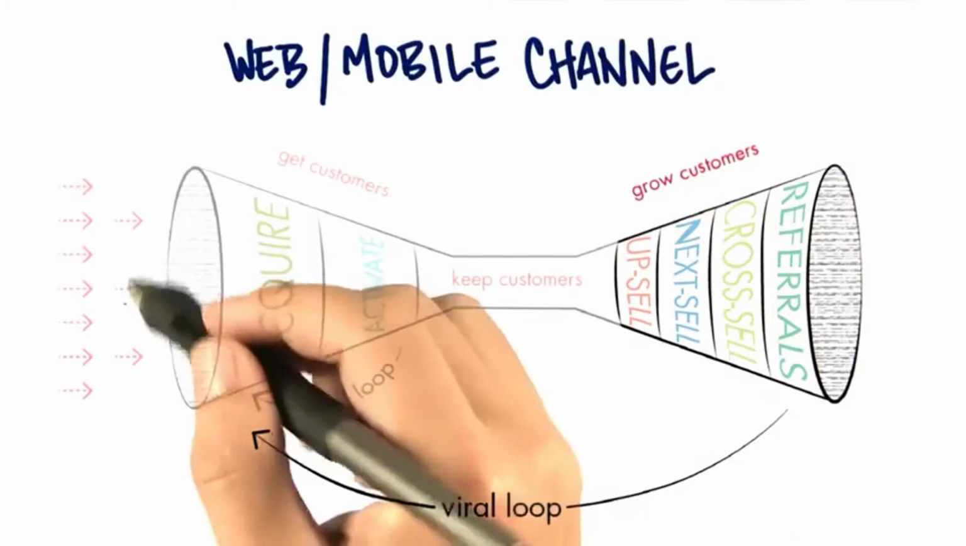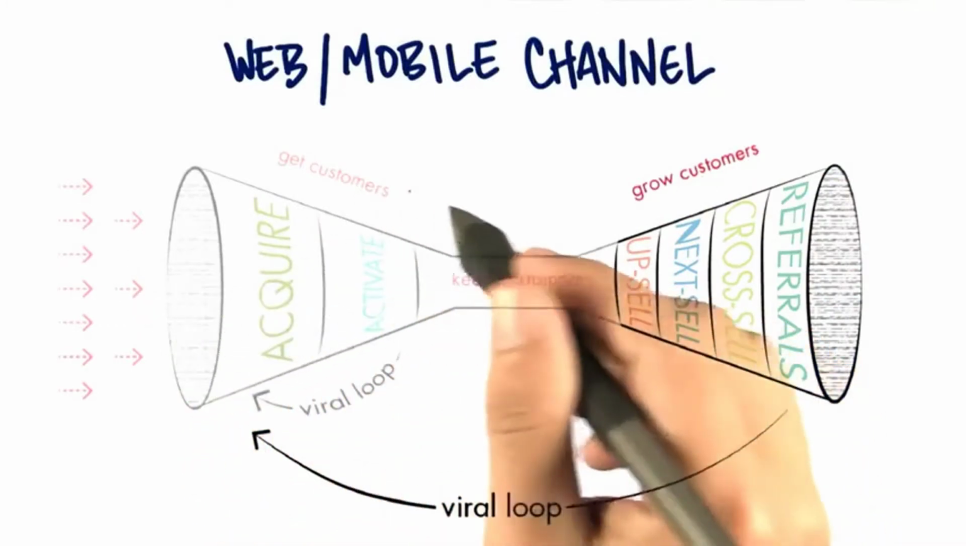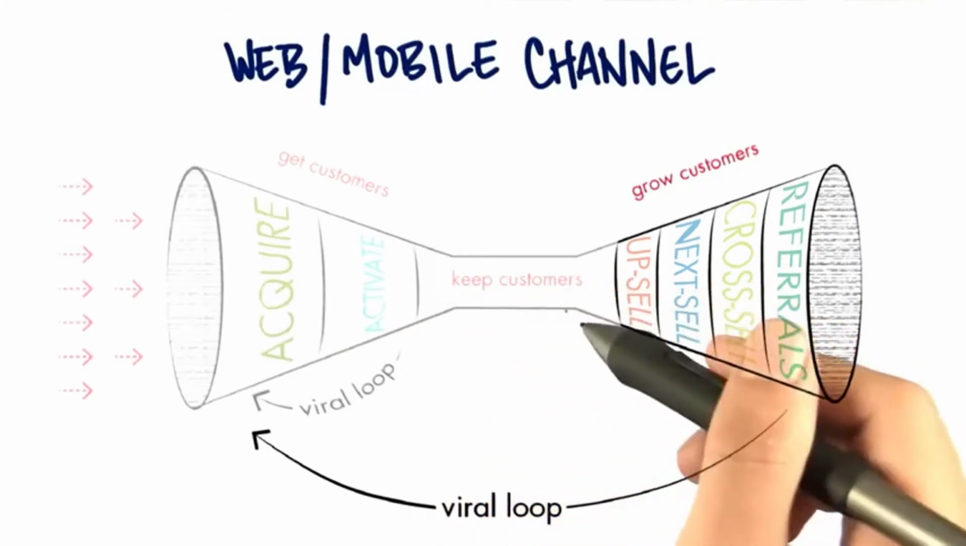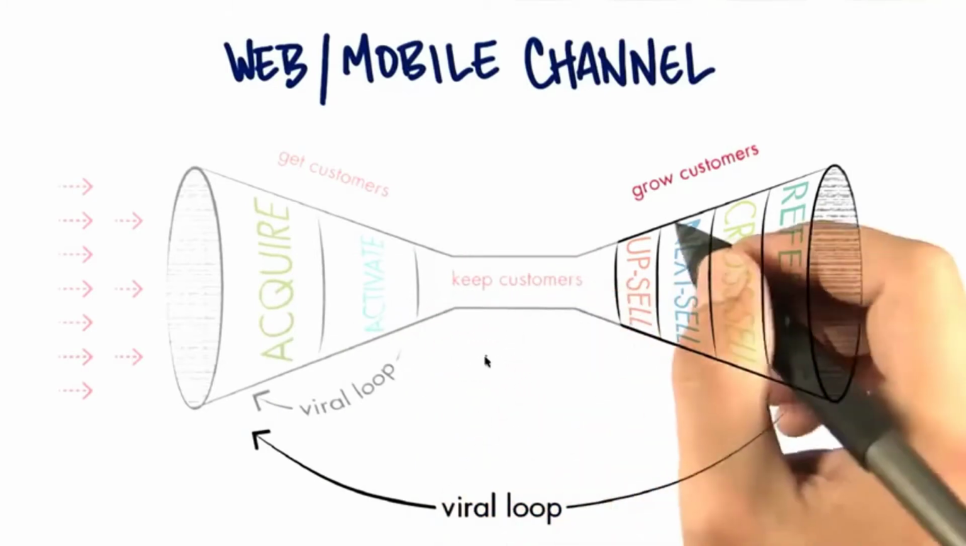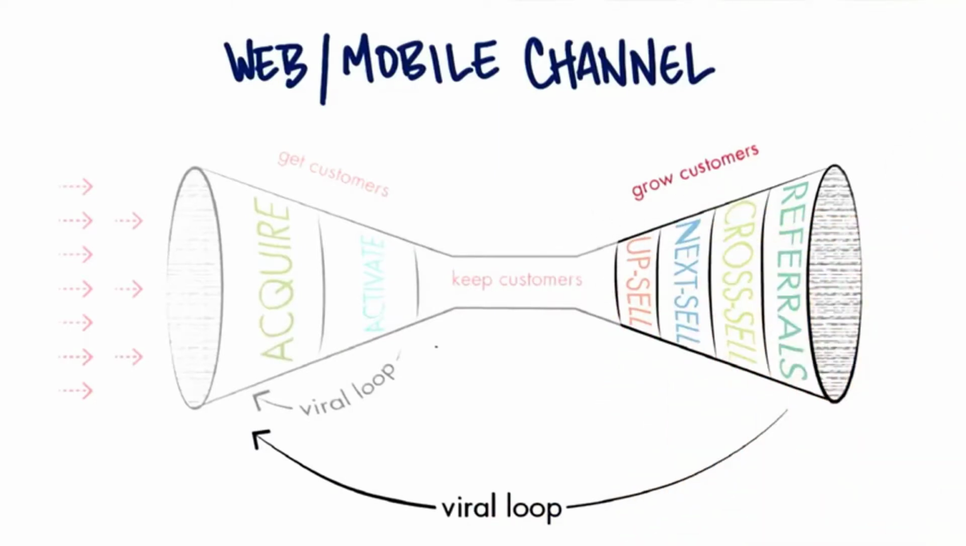Now, if you remember, we started here on the left. We did earned and paid media. We got customers, acquired them, and activated them. We've kept them, trying to keep churn to a minimum. And now we're going to grow customers with a series of activities, just like in the physical channel. Can we upsell? Can we next sell? Can we cross-sell? And we can get referrals that will get us a viral loop.